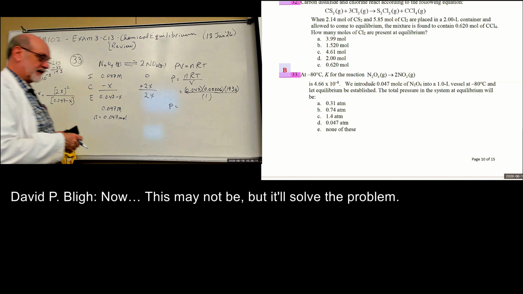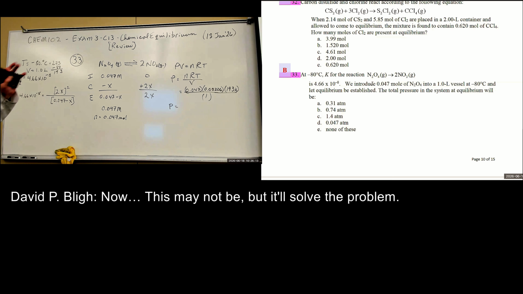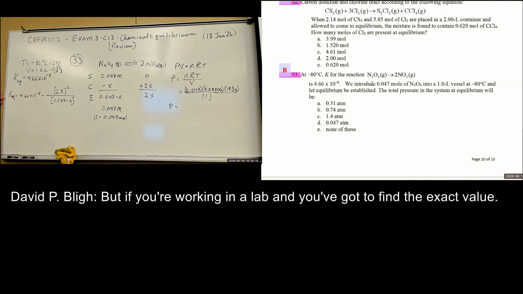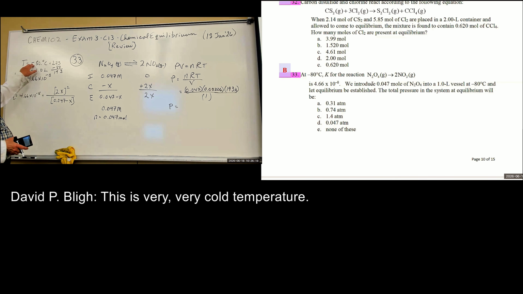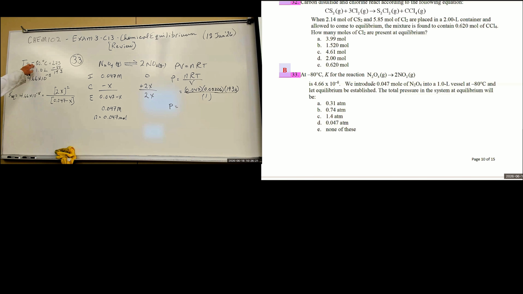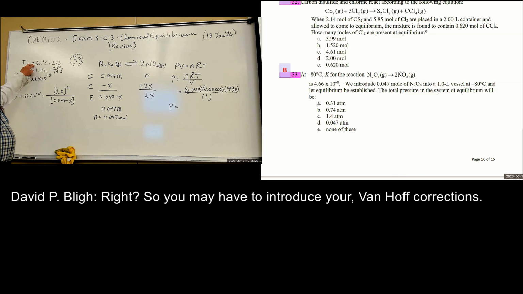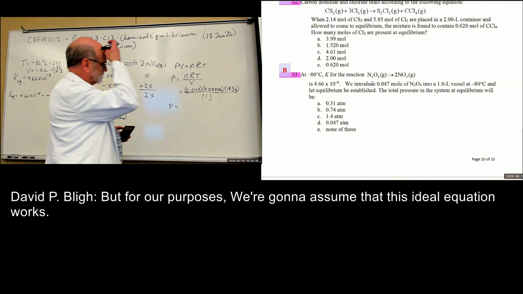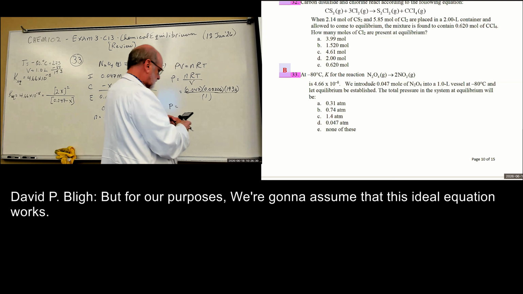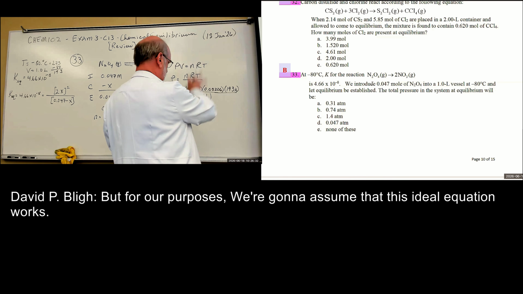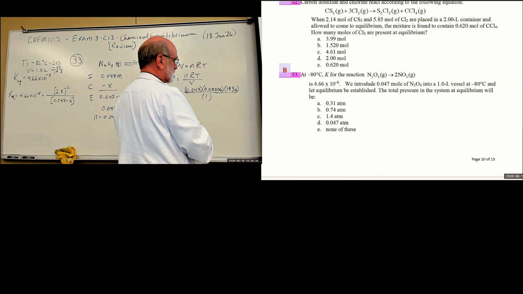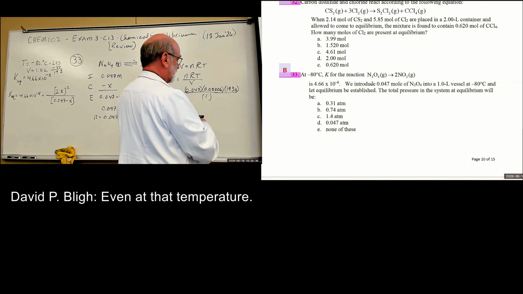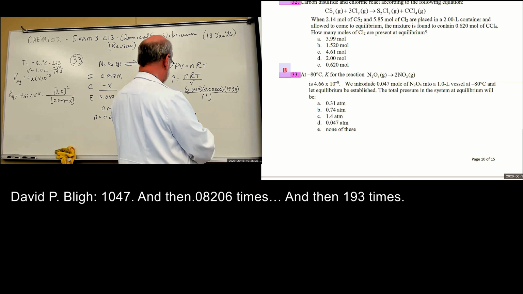Now, this may not be exact, but it'll solve the problem. If you're working in a lab and you've got to find the exact value, this is a very, very cold temperature, right? So you may have to introduce your van der Waals corrections. But for our purposes, we're going to assume that this ideal equation works even at that temperature.